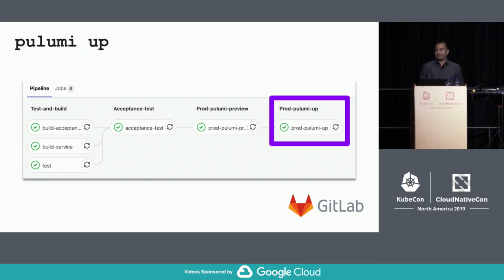And the final stage in our pipeline is pulumi up. So this is the stage that's actually going to go ahead and deploy our infrastructure as well as our service application to prod, assuming that all the other previous stages in our pipeline have passed, of course.